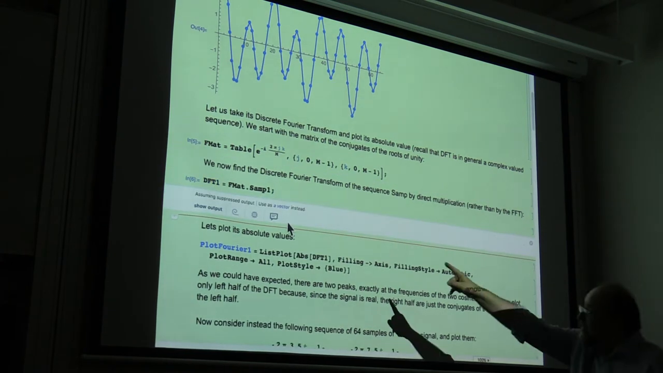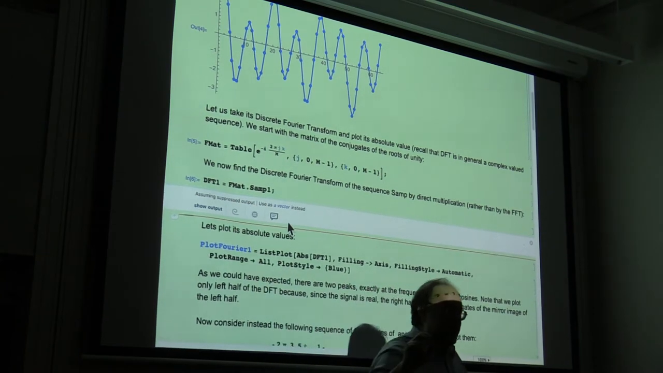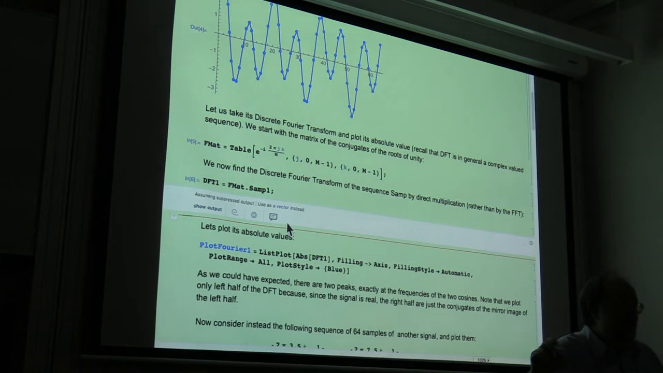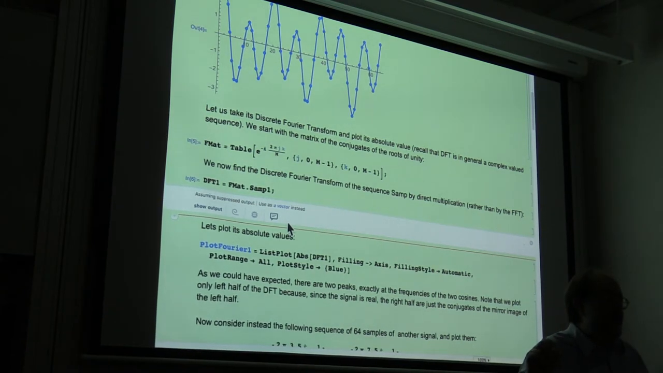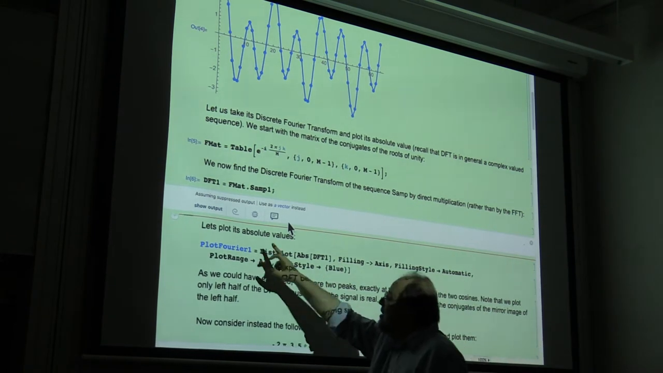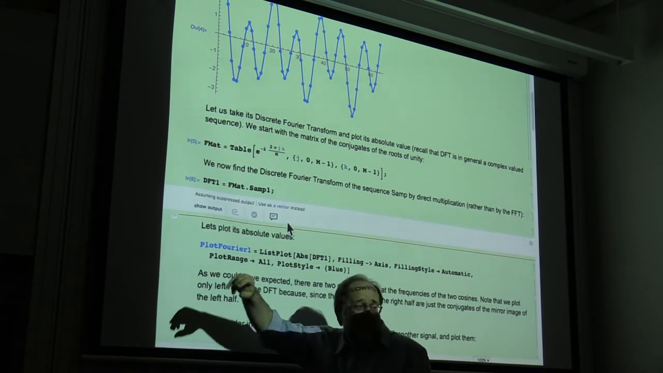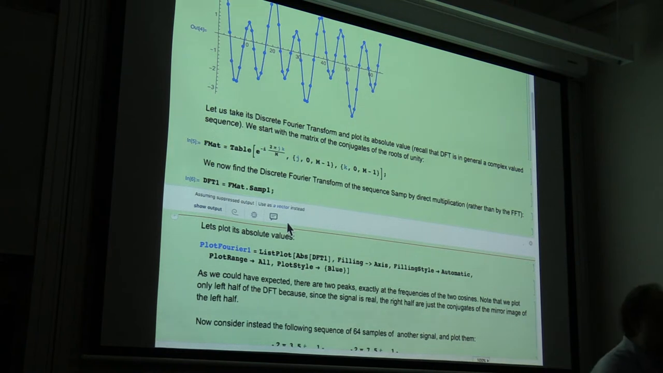Of course, is this how we find the discrete Fourier transform in practice? How do you find the discrete Fourier transform for a size 64 vector in practice? This is a matrix multiplication. This is quadratic. This is 64 by 64 times 64. So that will be 64 squared times 64, so it will be lots of multiplications.